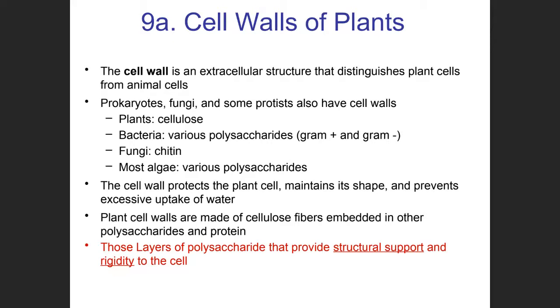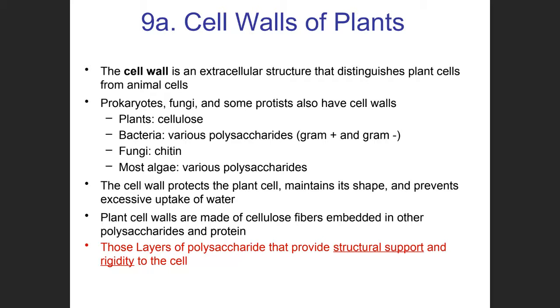The cell wall. The cell wall is made of cellulose. We can find it also in bacteria, and it's made of various polysaccharides. Because of these various polysaccharides, we can have some bacteria that are gram positive and some that are gram negative, depending on their peptidoglycan. We can find it also in fungi cells, where we call it chitin. And most of the algae are also made of some polysaccharide.